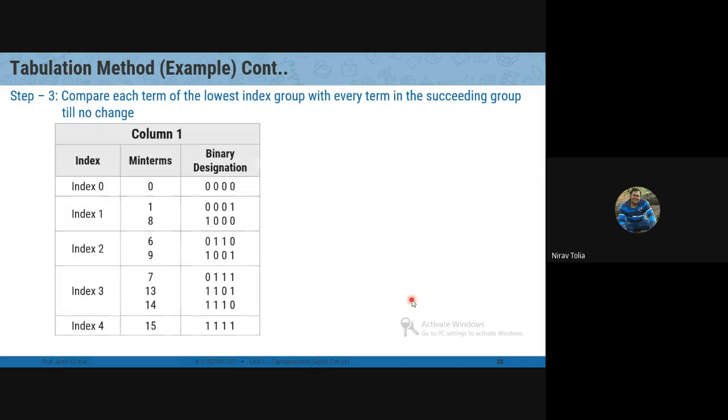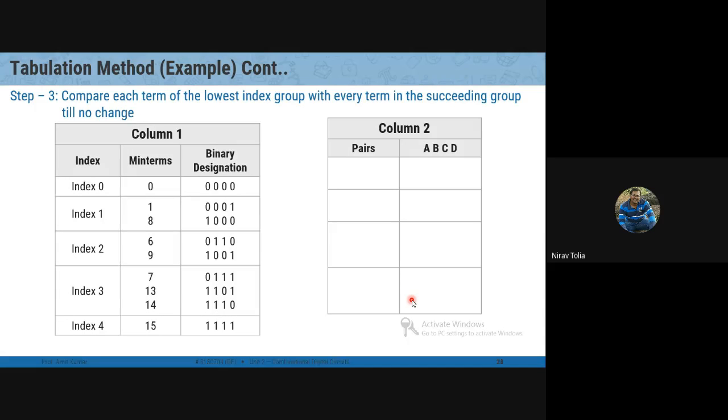In column 2, we have to make a group. So we have to compare each term of the lowest index group with every term in the succeeding group, till no change. And how do we combine? If their binary representations differ by only one bit, then we combine them and convert them into a pair.